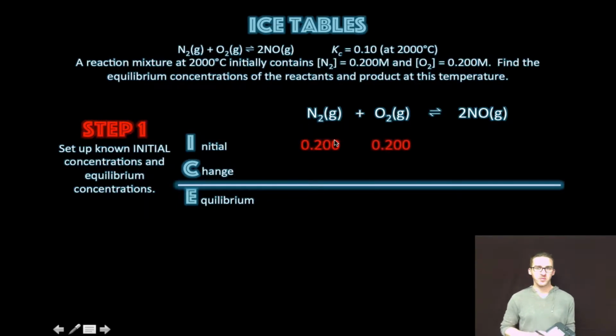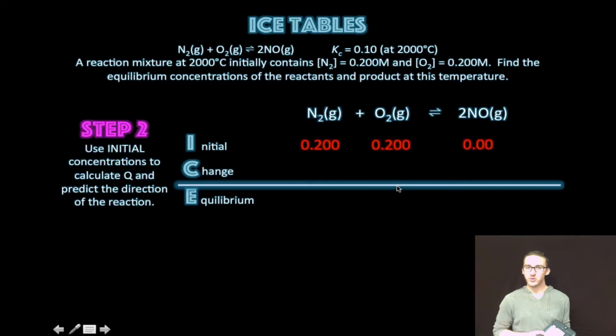Note, this time we're only provided with initial concentrations of our nitrogen and oxygen gases. It's understood that we don't have any of our NO to begin with. Now, an important difference in this example, we aren't given any equilibrium concentrations, so we can't right away determine which direction this is going to shift.